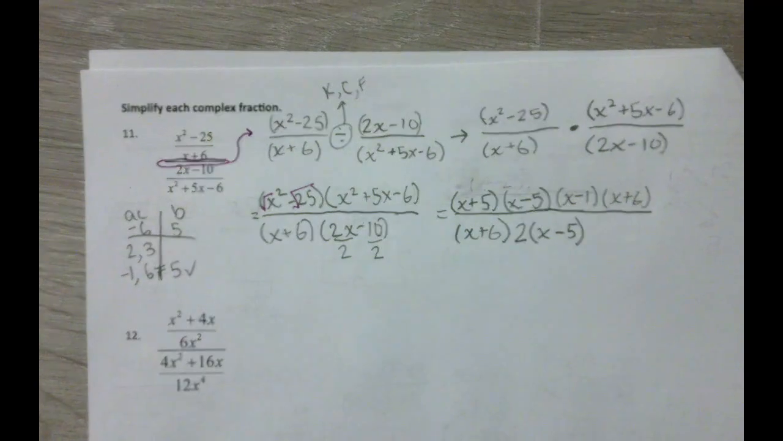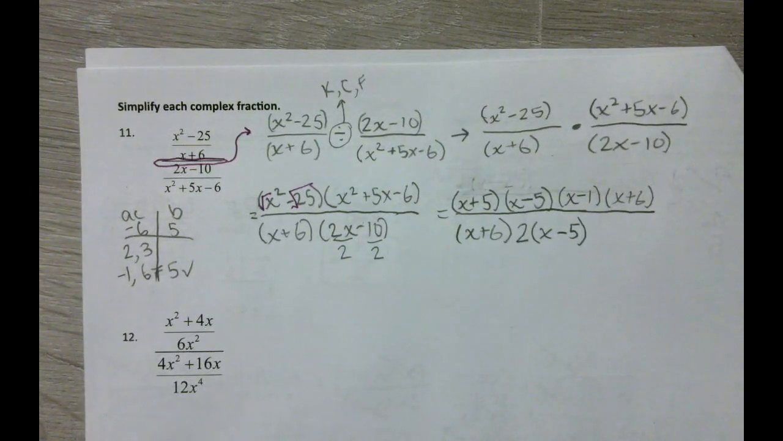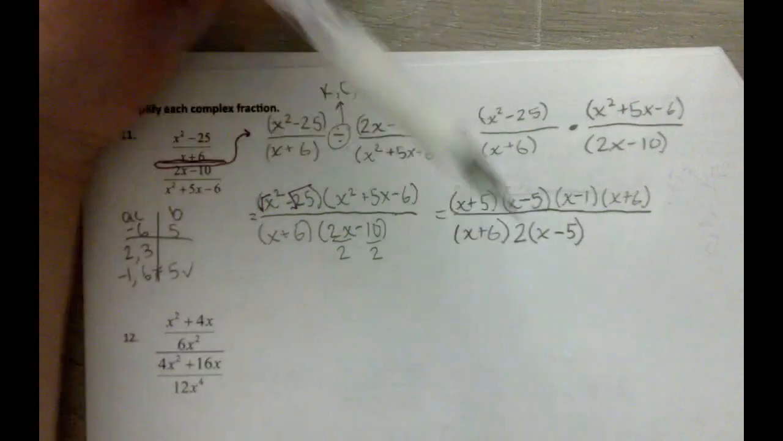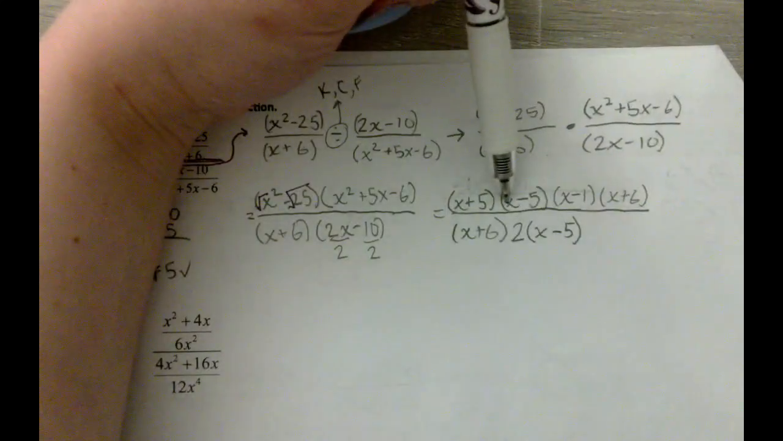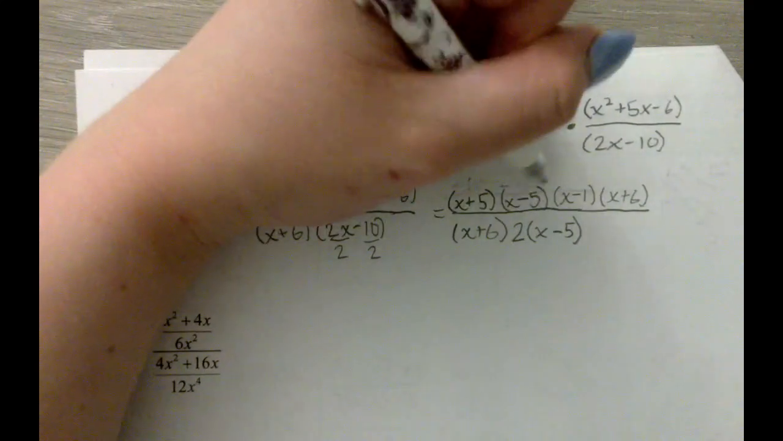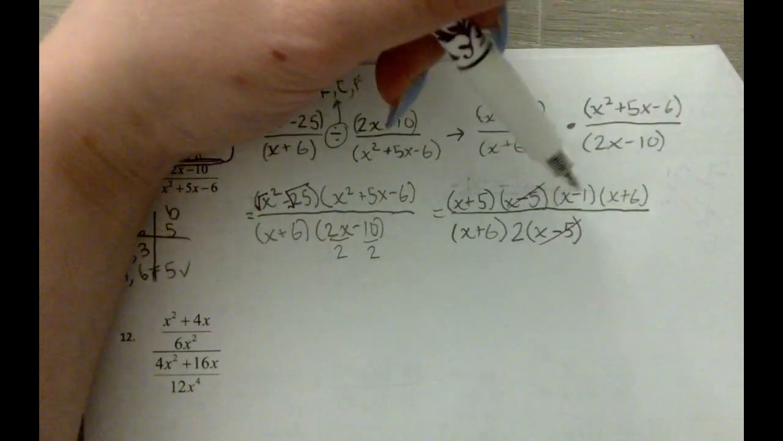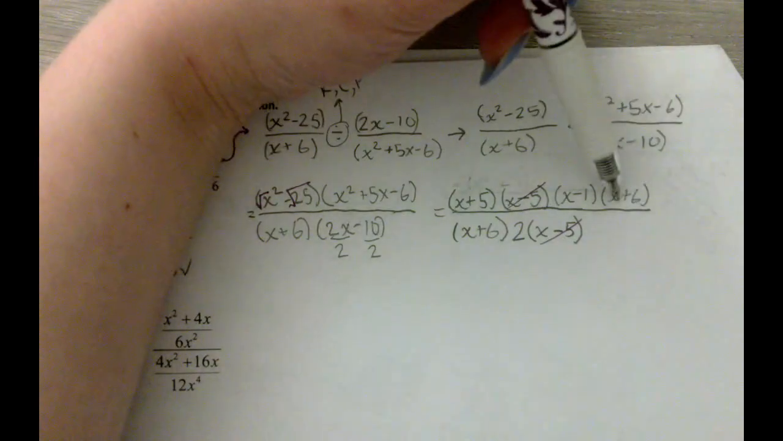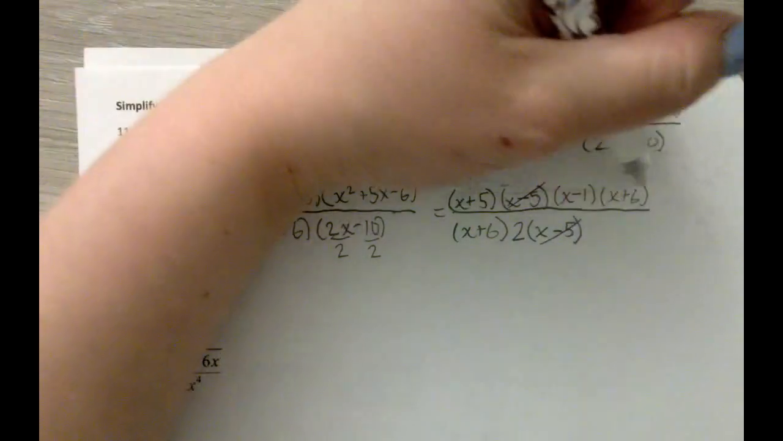We have factored everything, so now we can cancel. X plus 5 on top, I don't have an x plus 5 on bottom. X minus 5 on top and bottom, it cancels. X minus 1 on top, I do not have one of those on bottom. X plus 6 on top and bottom.